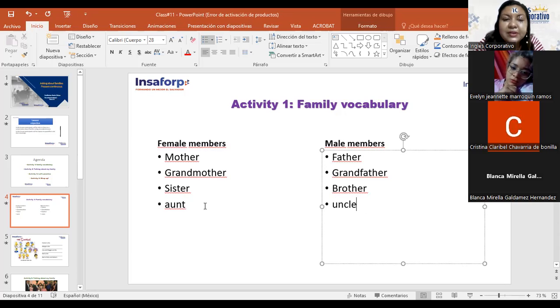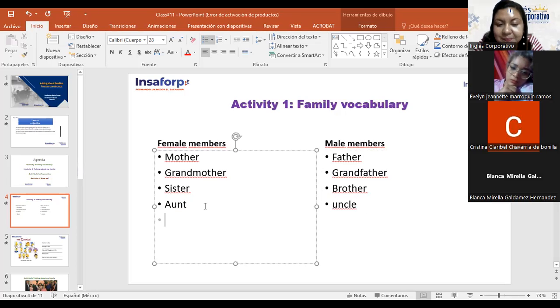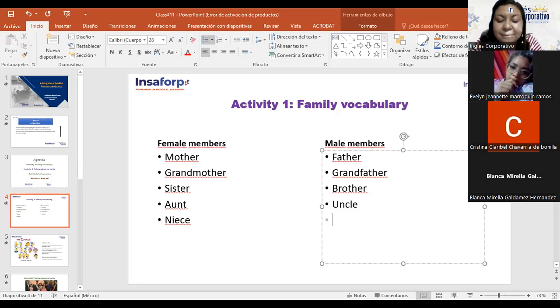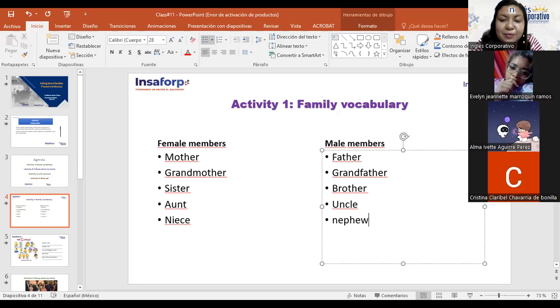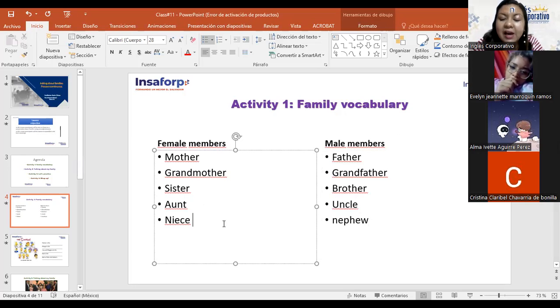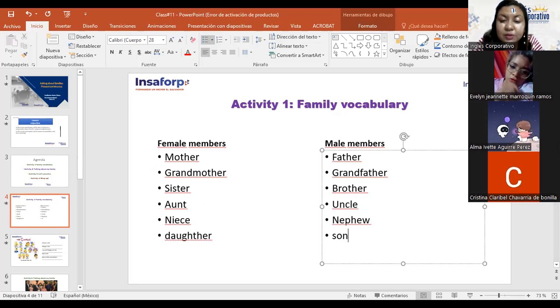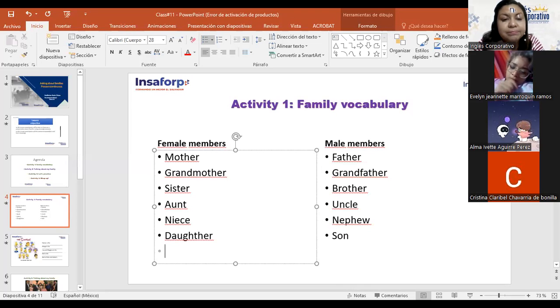Uncle. How do you say sobrina? Niece. Niece, exactly. And in male members, that would be? Nephew. Nephew, very nice. Okay. How do you say hija? Daughter. How do you say hijo? Son. Exactly. Daughter and son. Okay, what else?